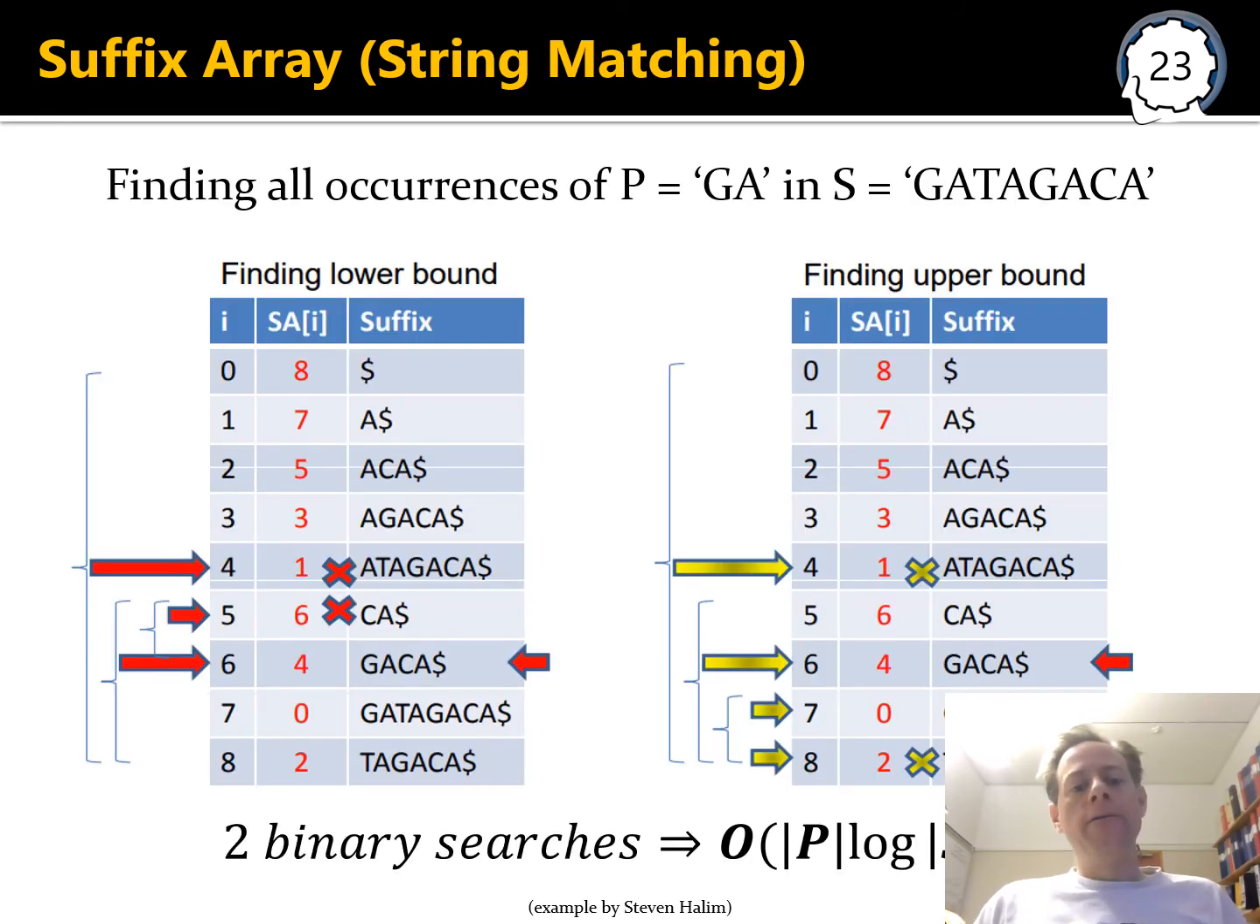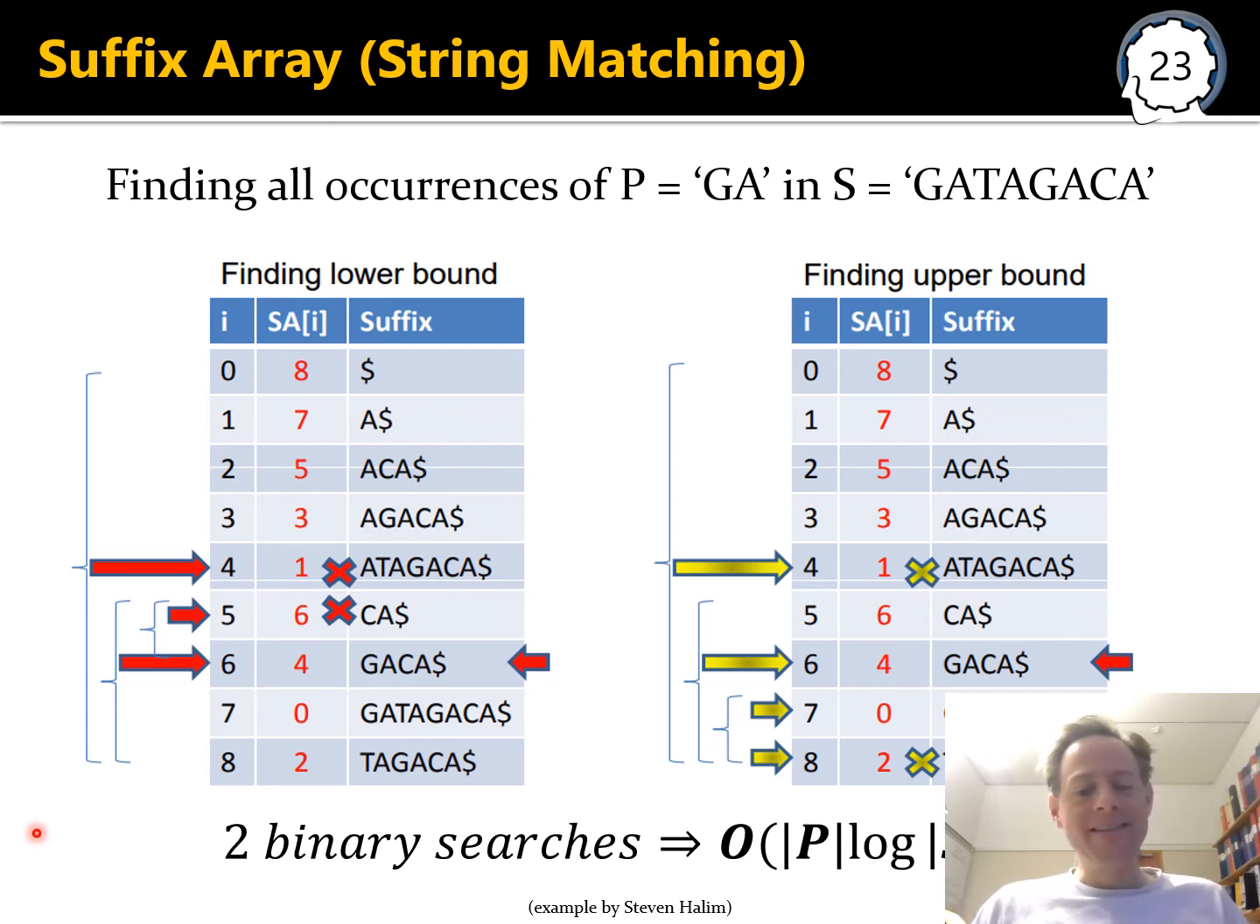So now that we have given an intuition on how to create these suffix arrays, let's see how we can do these different things using these suffix arrays. First, of course, we want to find all the occurrences of a pattern P in a string. For example, finding all the occurrences of GA in the string gata gaka.